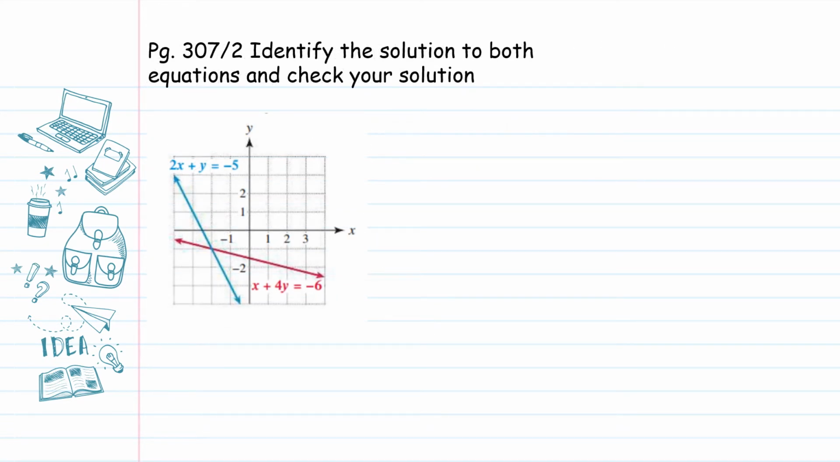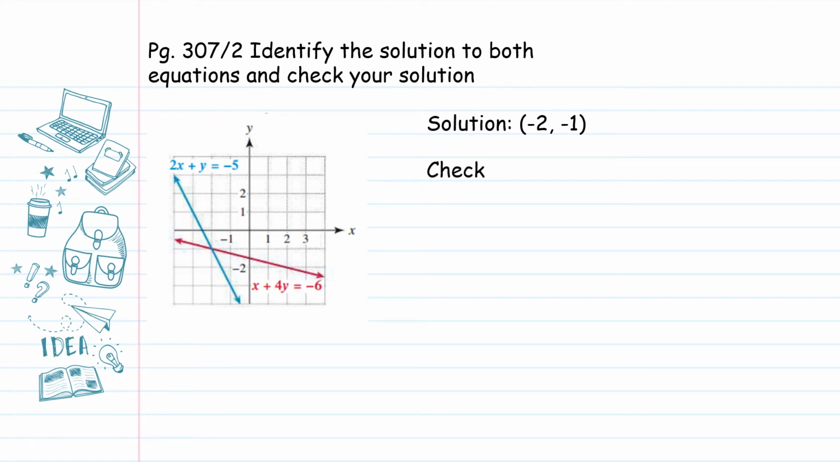Our next problem is exercise 2, and it wants us to identify the solution to both equations and then check the solution. So the solution to this equation will be the point at which our two equations meet, right? So we see that our equations meet right here. So if we count that as 2 to the left and 1 down, our solution will be (-2, -1).